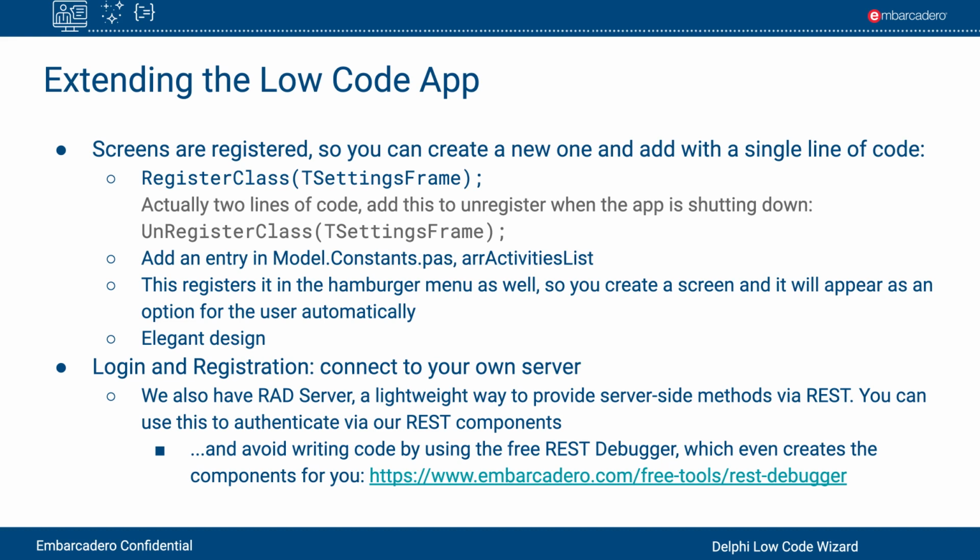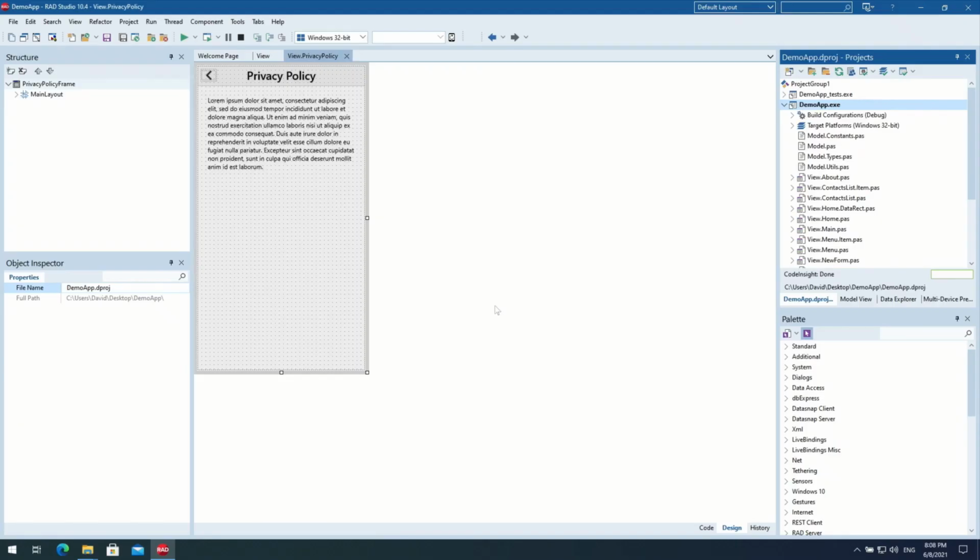Something else that you might want to consider extending is the login registration to connect to your own server. We also have RAD Server here, which is a lightweight way to provide server-side applications. You normally communicate via REST, and so you could potentially use that to authenticate via our REST components. Again, these are your visual components that you drop onto a frame. You can avoid writing code or even configuring those REST components completely by using the REST debugger. That will both create the components and configure them for you, and then you can just copy and paste them into your application.